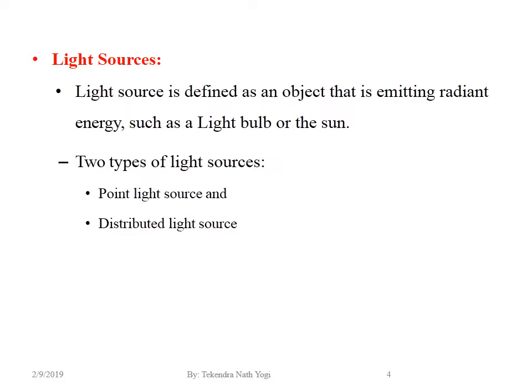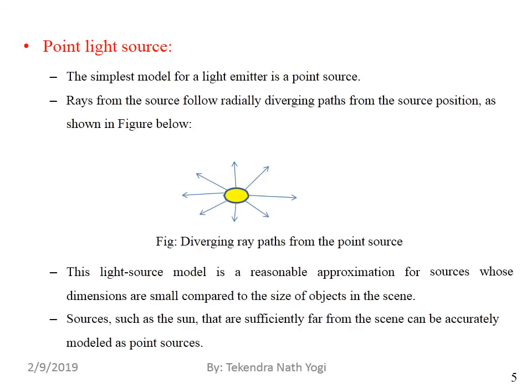Two types of light sources are there. First, we have the point light source and second, the distributed light source. A point light source is light coming from a single point, for example a bulb, projected on the surface or the object. The distributed light is projected on the surface from different light sources, more than one point.